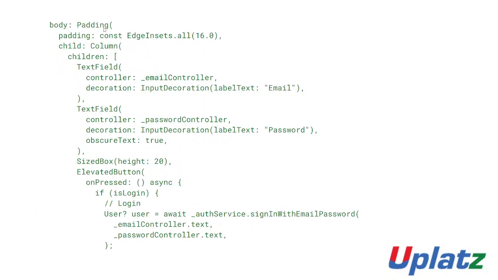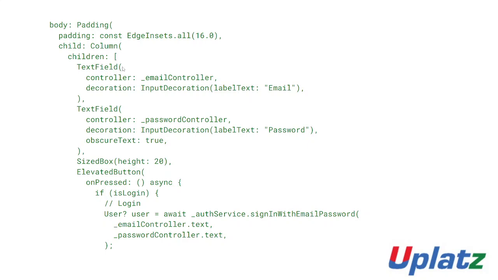Body padding. The padding widget class is used, padding colon const EdgeInsets.all within bracket 16.0. Then child of padding is column, then bracket open, children colon third bracket open, so this is a list.